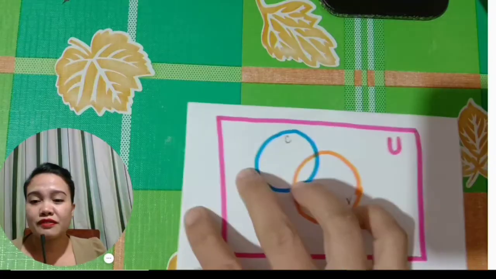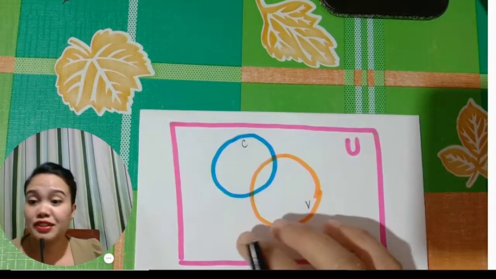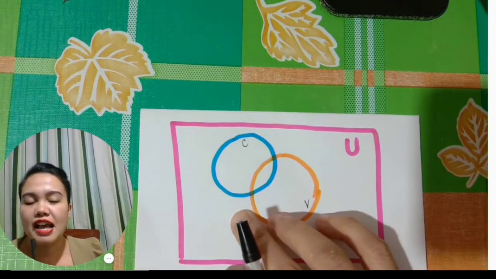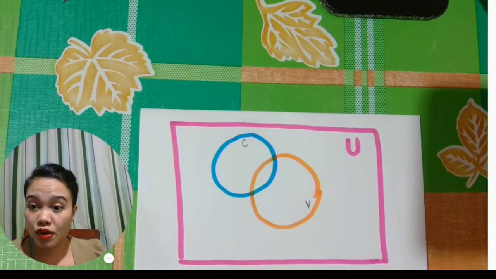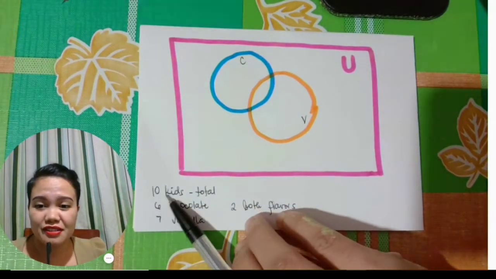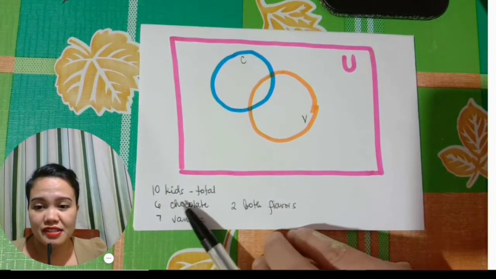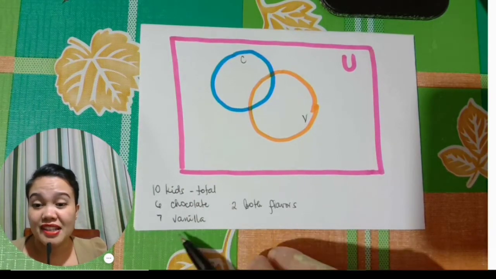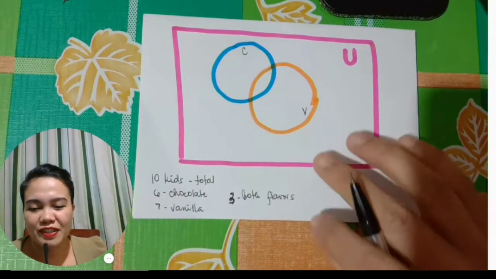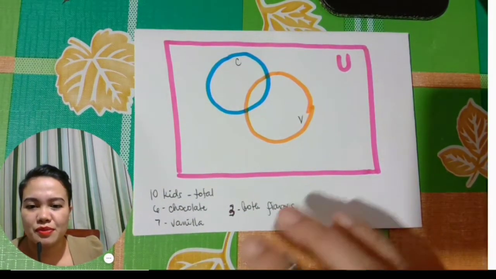All right. Well, for word problems like that, what you have to do is take note of the given information and work from it. Okay. So, of course, we know that there are 10 kids in total. 6 of these kids chose chocolate flavor. 7 of those kids chose vanilla flavor. And 3 chose both flavors. How are we going to work with this one?